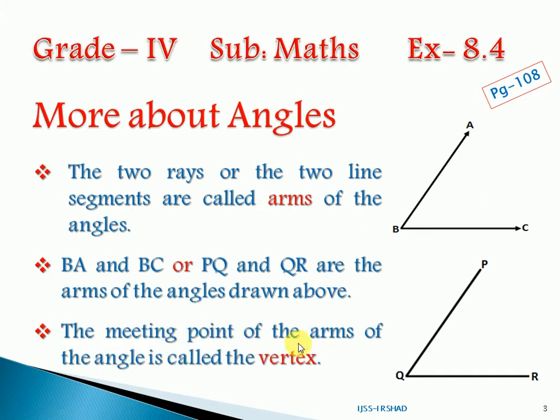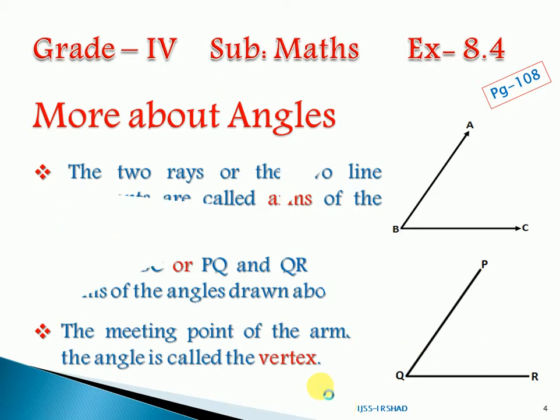The meeting point of the arms of the angle is called vertex. Here in the first figure you can see B is the meeting point, and in the second figure you can see Q is the meeting point. So you can say in this figure B is the vertex and here Q is the vertex.